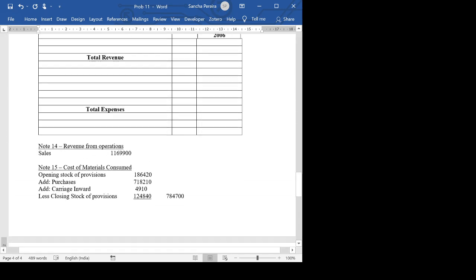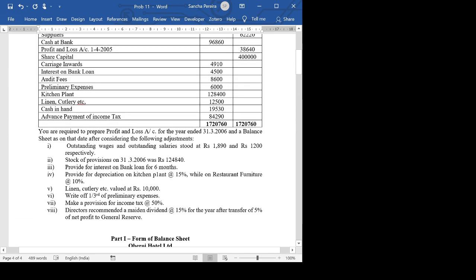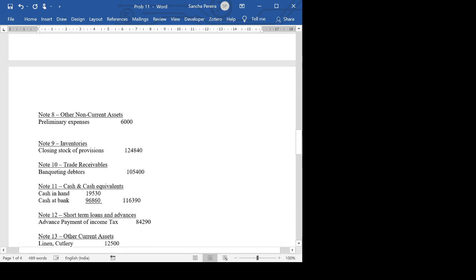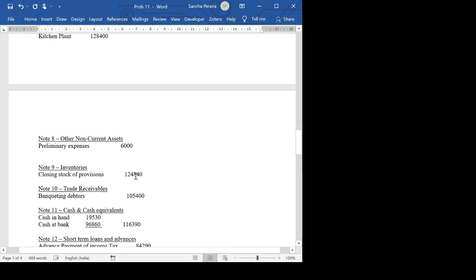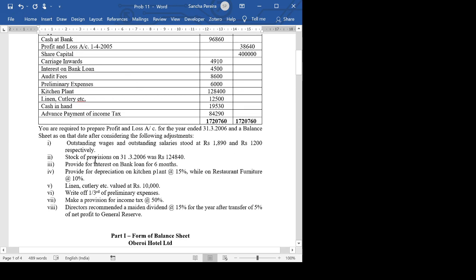Okay. So we'll go to the adjustments now. Outstanding wages, outstanding salaries, I've already taken this. We've shown both the effects. Stock of provisions, now this I'm not sure I've shown in inventories. 124,840, I don't think I've shown it. I've already shown it. So that is also done. We have shown it in cost of materials consumed and inventories as well. Then now, provide for interest on bank loan for 6 months.